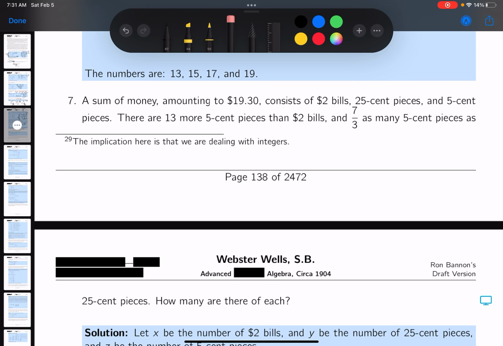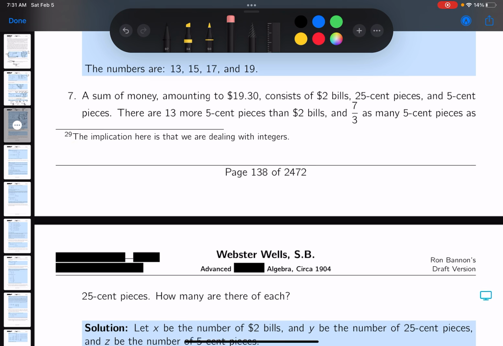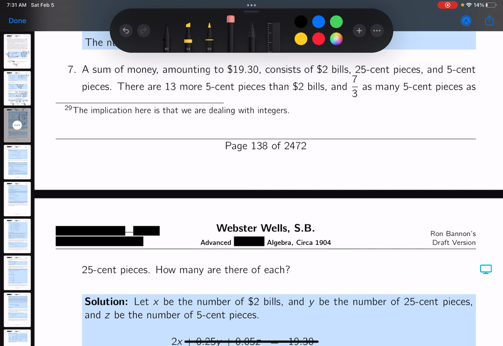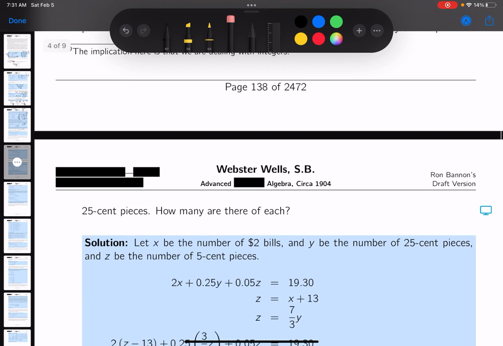Okay, we're on problem number 7. It goes on to say a sum of money amounting to $19.30 consists of $2 bills, quarters, and nickels. There are 13 more 5-cent pieces or nickels than $2 bills, and 7/3 as many 5-cent pieces as 25-cent pieces.